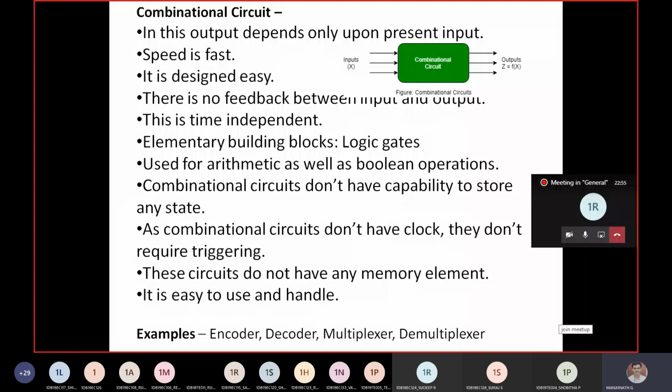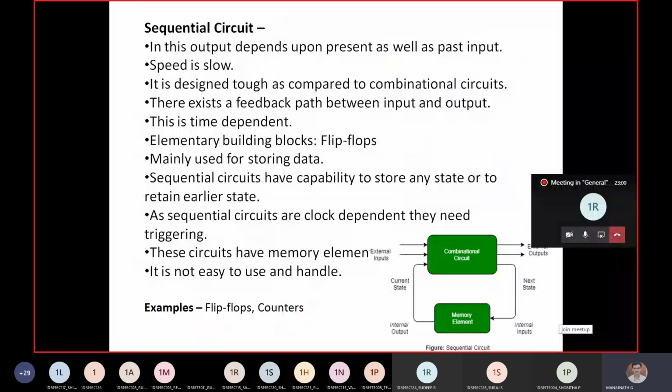Is the slide visible now? No, sir, I think it is taking a delay. Just wait for a second and check. Still it is combinational only. Is it changed now? Yes, sir, changed. Okay, I think it will take a few seconds of delay to change to the next slide.